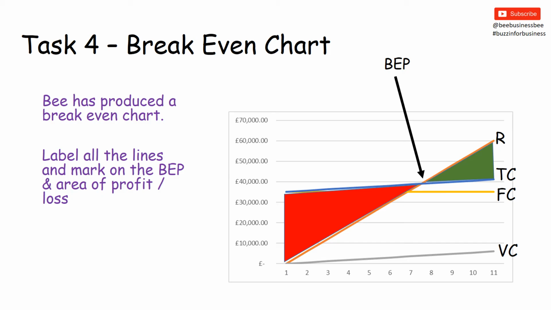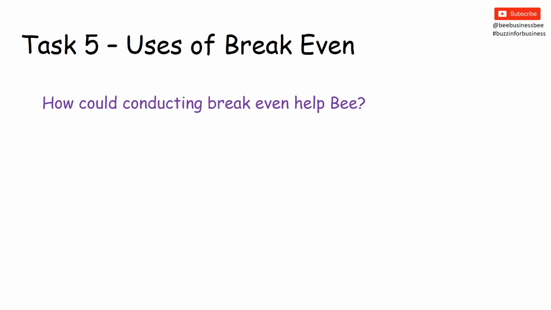You'll notice the big red triangle is the area of loss, and the green triangle is the area of profit. Remember, anywhere in that green triangle, you're making a profit. Anywhere in the red triangle, you're making a loss. And at break even, you make a big fat 0. So, finally, let's answer this question. How could conducting break even help B?